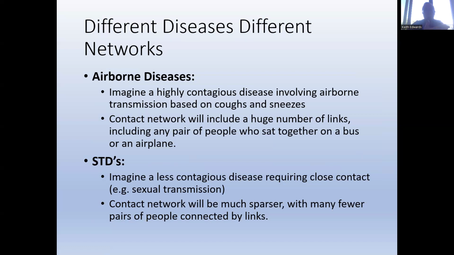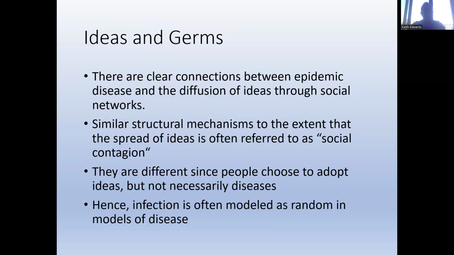On the other hand, consider something like a sexually transmitted disease or something that requires close contact. The contact network is going to be much sparser, with very few links between people. In fact, I think with SARS-CoV-1, you basically had to be in the same room with someone for a long length of time when that one came out in about 2003, 2004. So depending upon how the disease is spread, the network will actually be different.